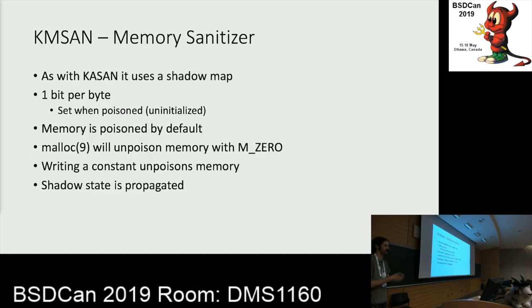So these tend to use a shadow map, and it's one bit per byte. It's basically saying, when we translate from your virtual address to the shadow map, if the bit is set, it's poisoned, and so you can't read it. Memory is poisoned by default. Malloc will unpoison memory, so make it readable, if you set it to zero memory, please. And writing constant data to it will unpoison. Writing non-constant data will have to propagate.